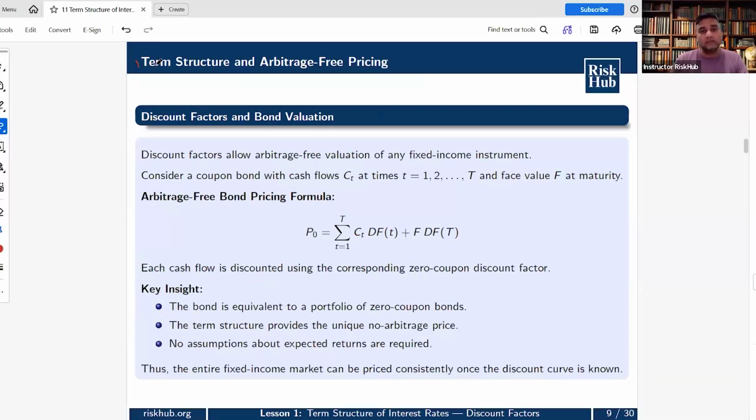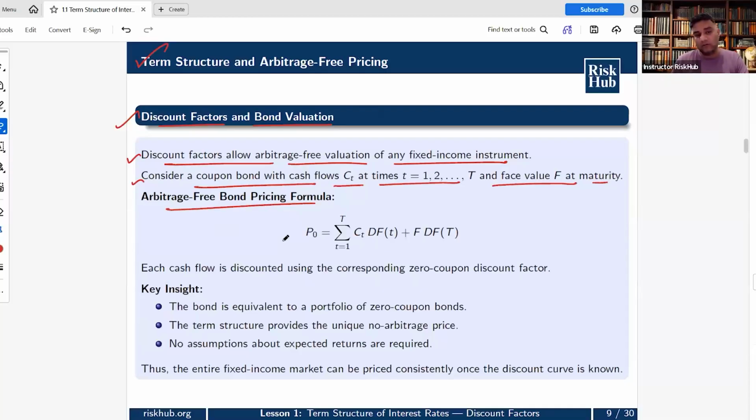Next, slide number 9, term structure and arbitrage-free pricing, discount factors and bond valuation. Discount factors allow arbitrage-free valuation of any fixed instrument. Consider a coupon bond with cash flows C sub T at times T equals 1 to capital T and face value F at maturity.